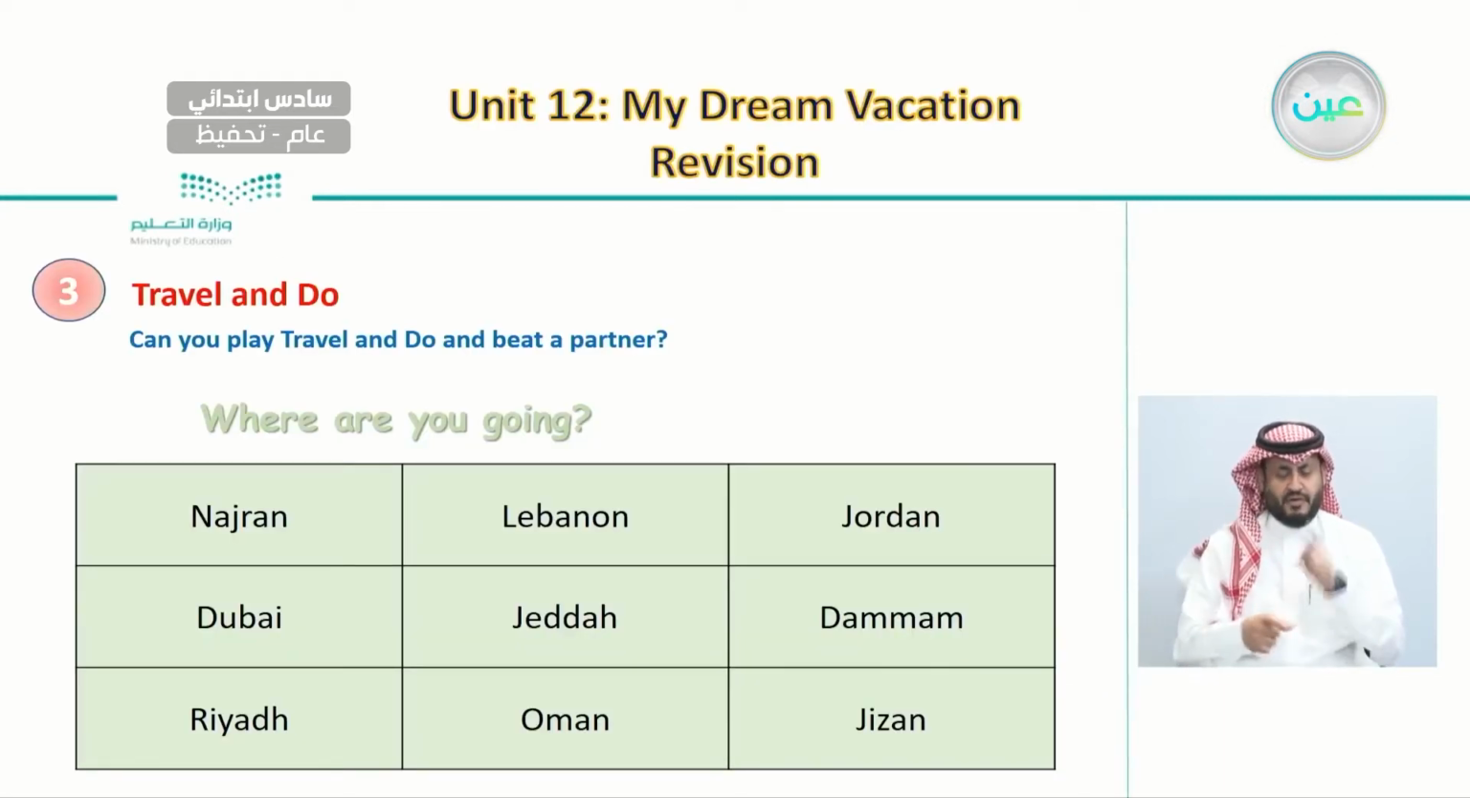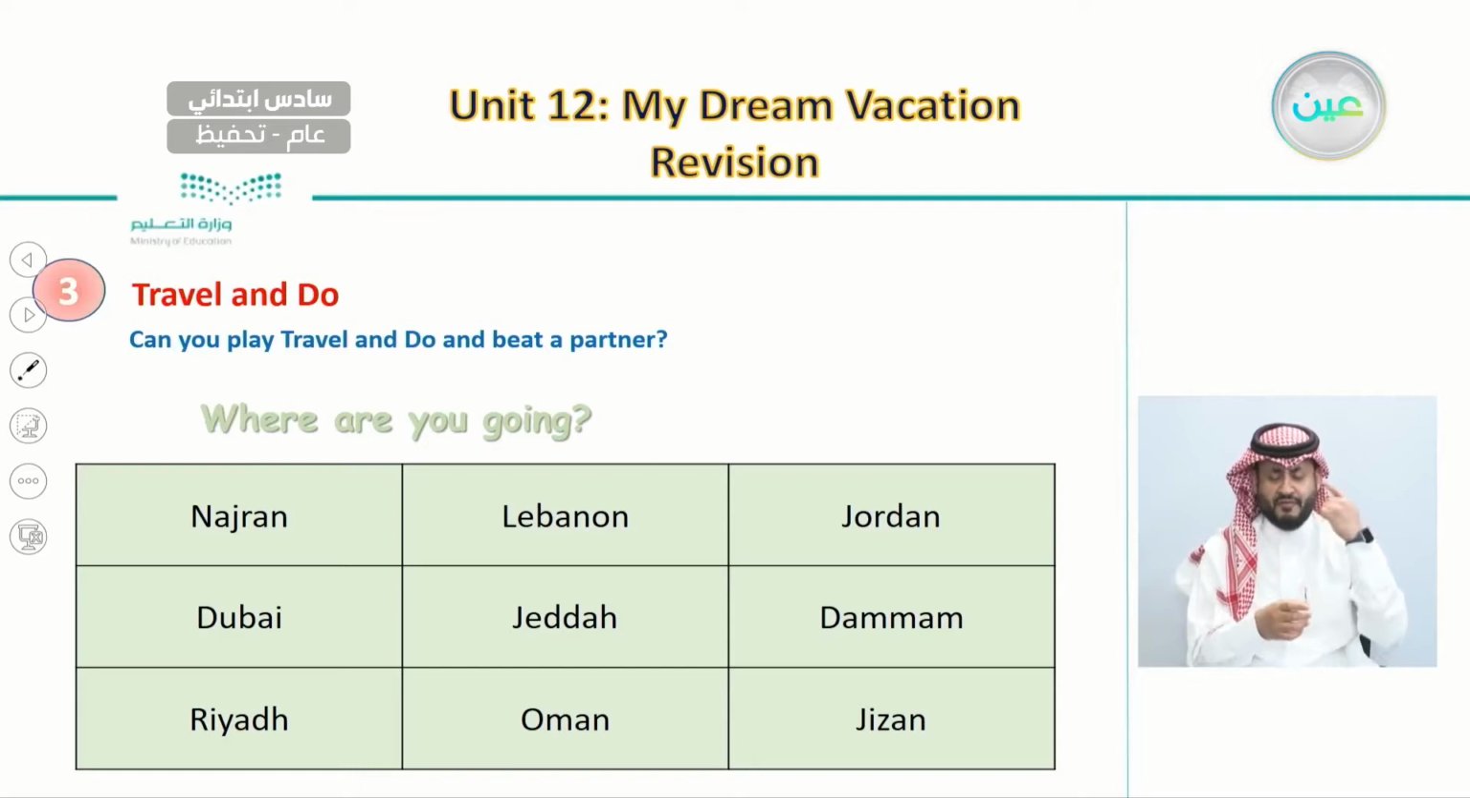Quick revision of our last lesson. In our last lesson, we did cover the grammar. And here with the travel game, we said that let's play a game that is called travel and do to try to beat a partner. And in order to play this game, we have two important questions to answer.